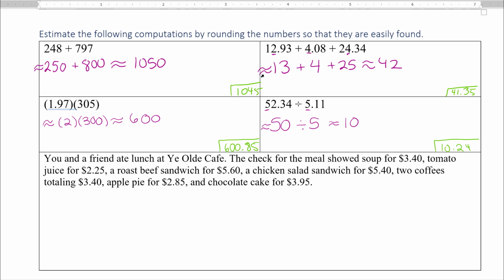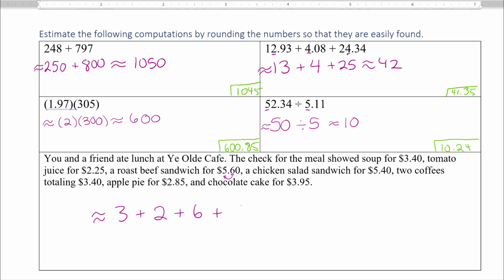Let's say you're trying to divide it up between you and you want to estimate. So let's just round to the nearest whole number and see what happens here. So the tomato soup was $3.40. We're going to round it to 3. The tomato juice was $2.25. I'm going to round that to 2. Roast beef was $5.60. Because the 60 is bigger than 5, I'm going to round that to $6.